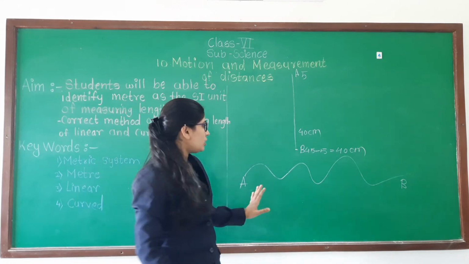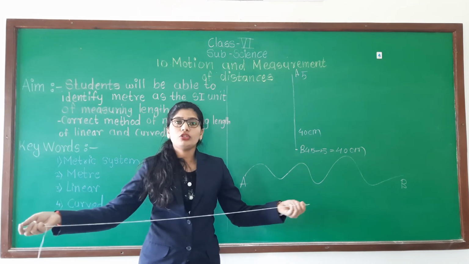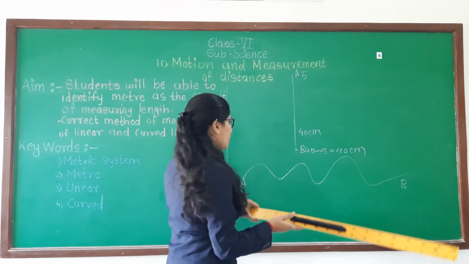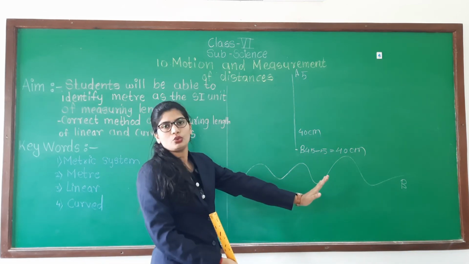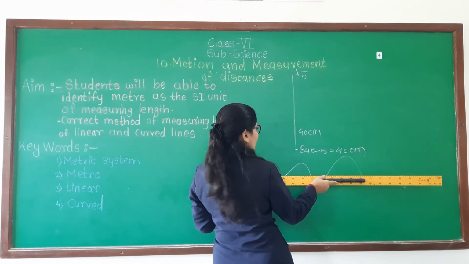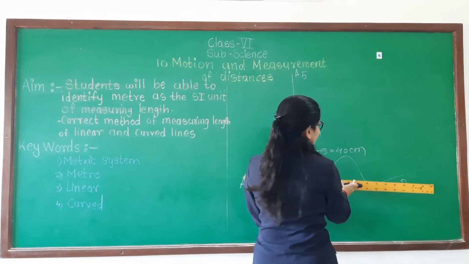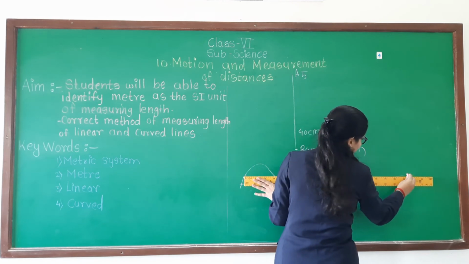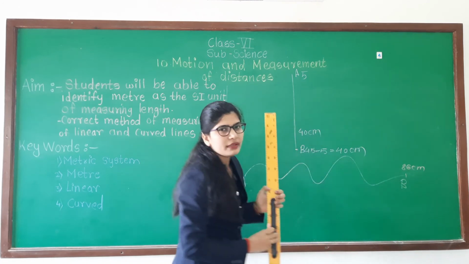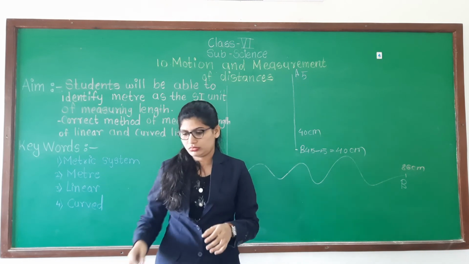Then about the curved line. Okay, how are you going to measure the curved line? Can I measure with scale? See, what I am saying, the distance between the two ends is your length. So I am putting my scale here at one end and here at the other end. Now I will check. So here, maybe 86 centimeter. But is it the correct length of that curved line? No, it is not correct.